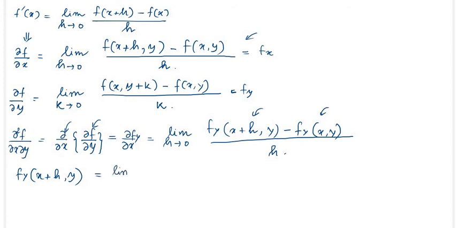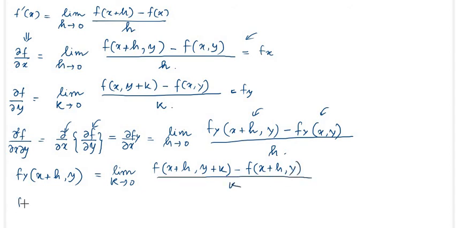So this is limit k tends to 0 of f of x plus h comma y plus k, since we are differentiating with respect to y and the variable x is constant, minus f of x plus h comma y divided by k. And f_y of x comma y is nothing but del f del y. So we have to separately find this value, then put the values here, and then calculate the limit to find this mixed derivative. So these are the definitions of the derivatives in terms of limits.